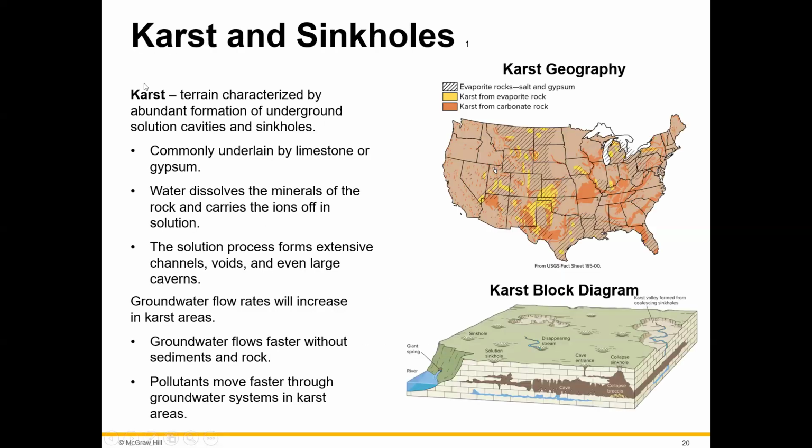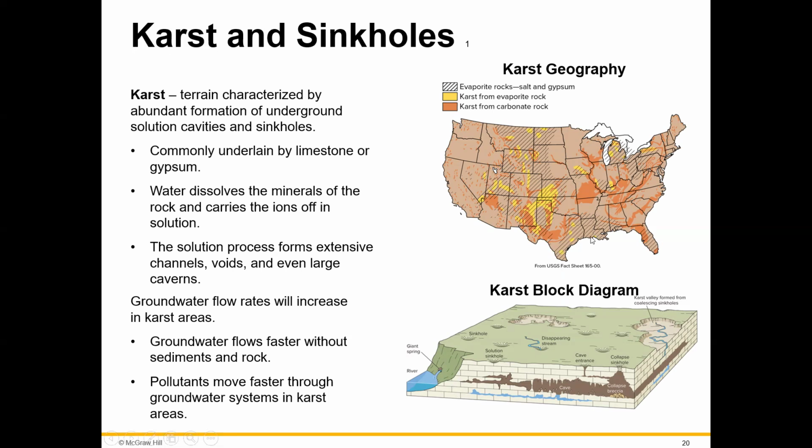So karst is a generalized term, pretty much just meaning an area where we're going to find sinkholes and caves. That happens in soluble rock, either evaporites, again, think salts, halite, which is table salt, or carbonate rocks, which is limestone.